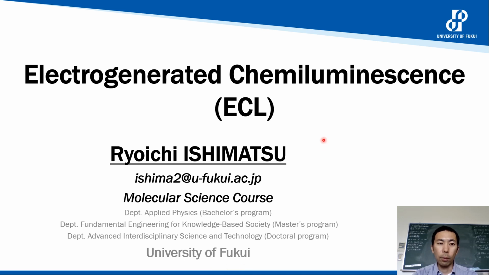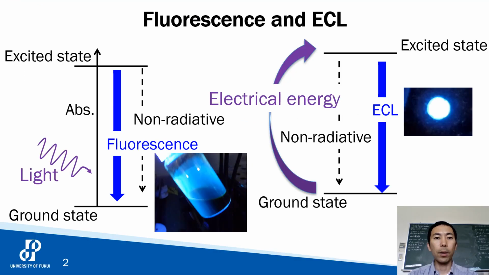Welcome to my presentation. This time I would like to introduce my research topics about electro-generated chemiluminescence, ECL. First, let me compare fluorescence and ECL. Fluorescence is a light emission phenomenon caused by light absorption. A molecule at the ground state can be excited to the excited state by light absorption, and then fluorescence can be seen through the radiative transition, and this is a figure of fluorescence by irradiating UV light.